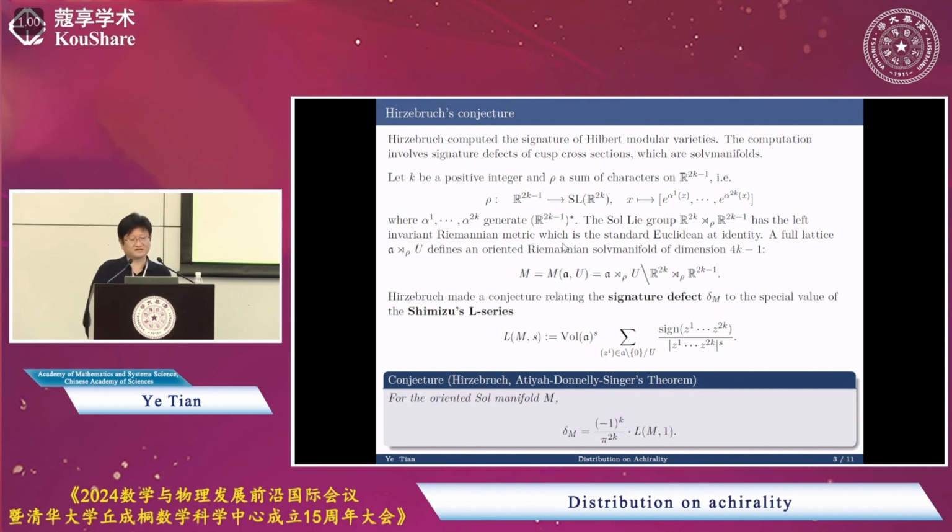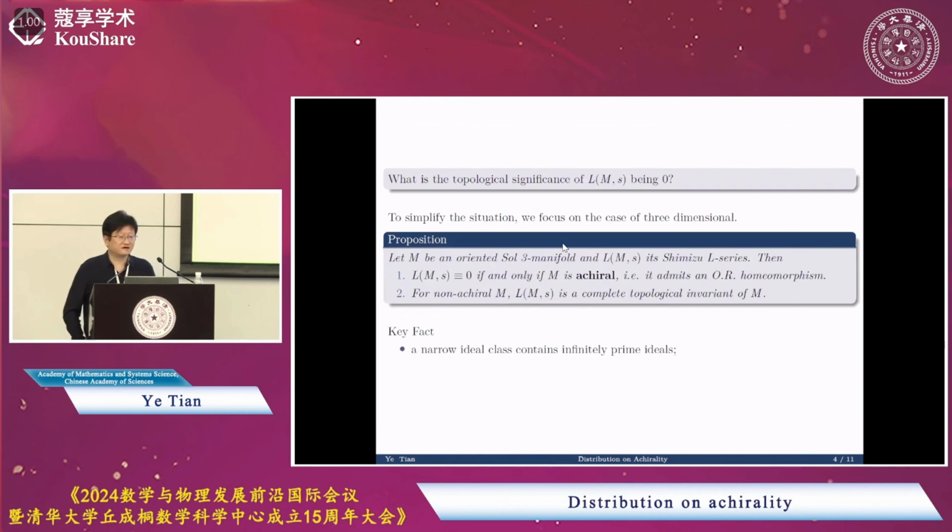So this L series has an analytic continuation to the whole complex plane and satisfies a functional equation relating s and 1 minus s. Now I would like to ask a question. What is the topological meaning of this L series being identically zero? So this L series is a linear combination of L series of Hecke characters, not only just one Hecke character. And this combination coincides with the topology structure. So to simplify the situation, let's just focus on the three-dimensional case in this talk.